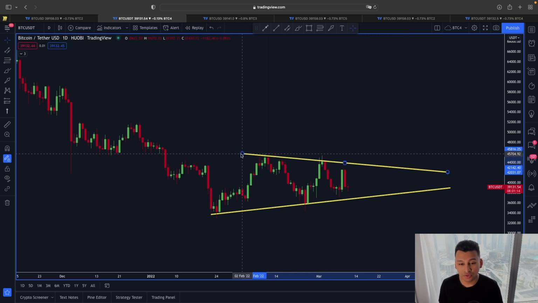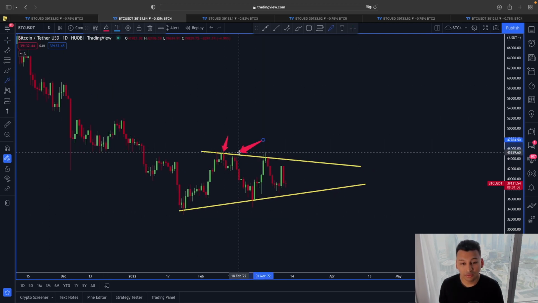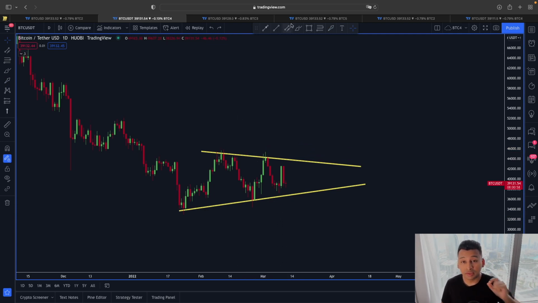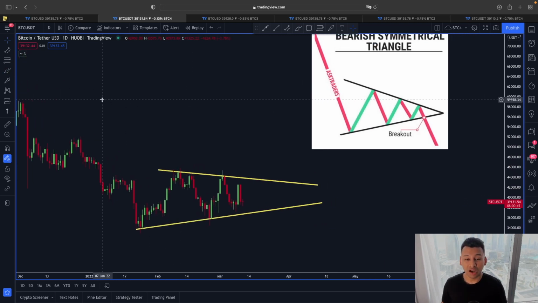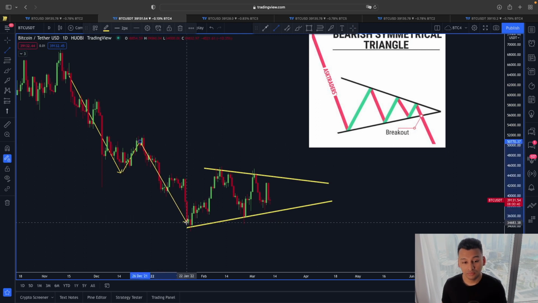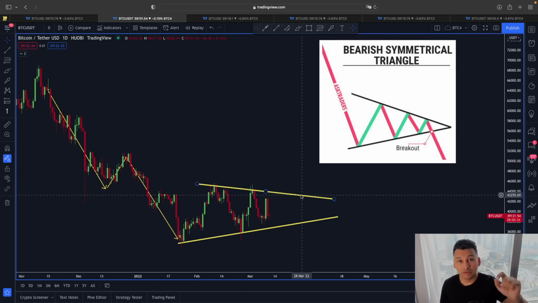Because if you look at the price structure here in this manner, where the upper line is acting as a strong line of resistance and the lower line as a support. So since we are trapped inside this symmetrical triangle, will there be a breakout here in this way or in this way? Now let me show you one example. In a downtrend, whenever the price of Bitcoin has formed this formation, the so-called symmetrical triangle, it is considered as a bearish symmetrical triangle.